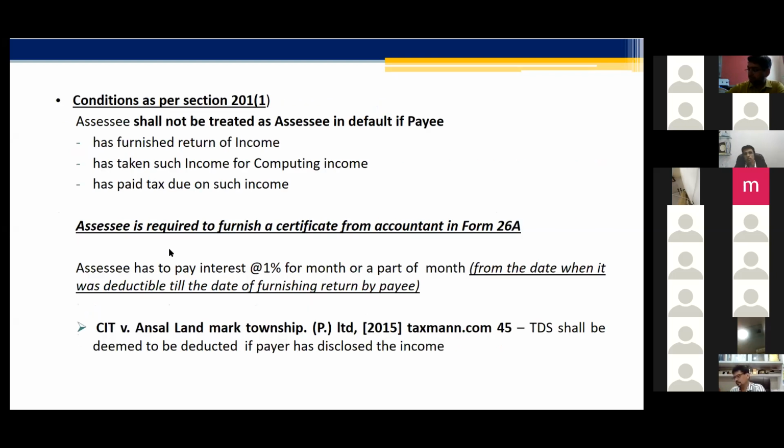So these are the conditions of 201(1A) for not being an assessee in default: to protect you from 40A, the recipient has furnished a return of income, has taken such income into computing income, and has paid due tax on such income. So if you take a certificate from the recipient of the income, then there is no need to make a disallowance under section 40A. For this purpose you have to take a certificate from the accountant of the recipient in Form 26A.